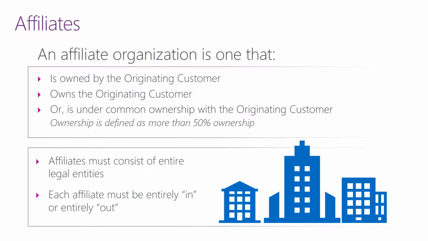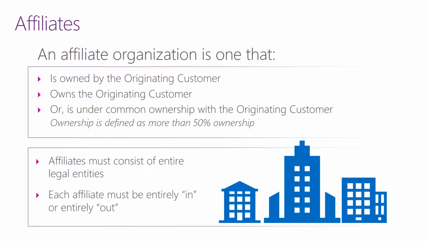In the simplest example, an affiliate is a separate company that is owned by the signing company. But actually, it could equally be a company that owns the signing company. And you can see that ownership does not have to be 100%. But it does need to be more than 50%.